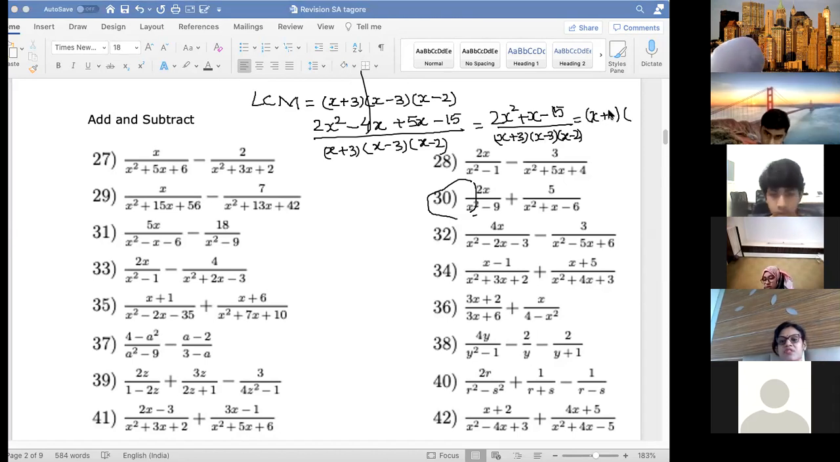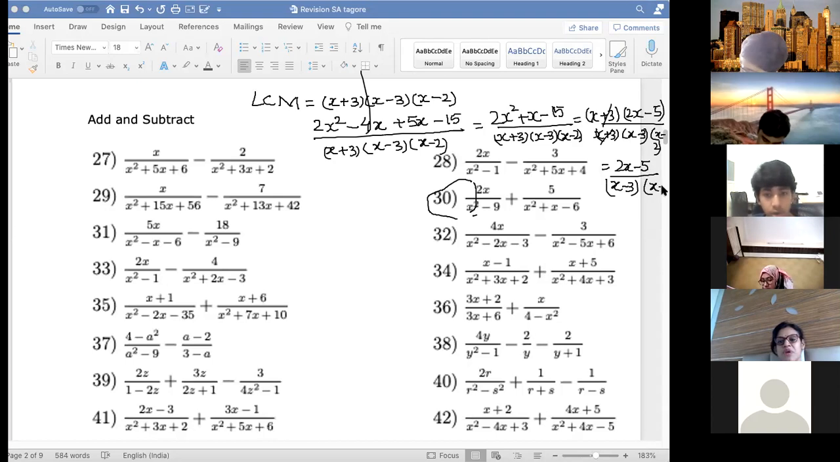So x plus 3 and 2x minus 5 divided by this whole thing. So x plus 3 will cancel, and x minus 3 and x minus 2 remain. So this gets cancelled. Your answer is 2x minus 5 divided by x minus 3 into x minus 2.